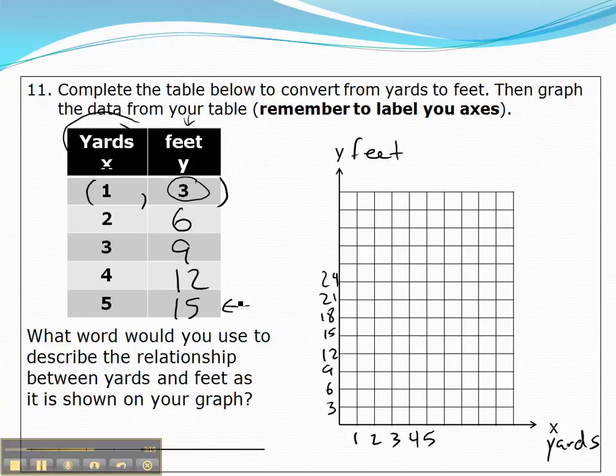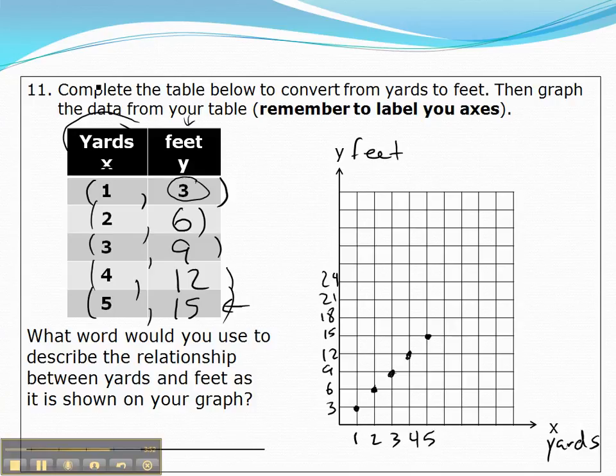So this first ordered pair is (1, 3). I go 1 in the x direction, up 3 in y, and I plot that point. Next ordered pair is (2, 6). X is 2, y is 6. Plot that point. Next ordered pair is (3, 9). X is 3, y is 9. Plot the point. Next ordered pair is (4, 12). X is 4, y is 12. And the last ordered pair is (5, 15). X is 5, y is 15.